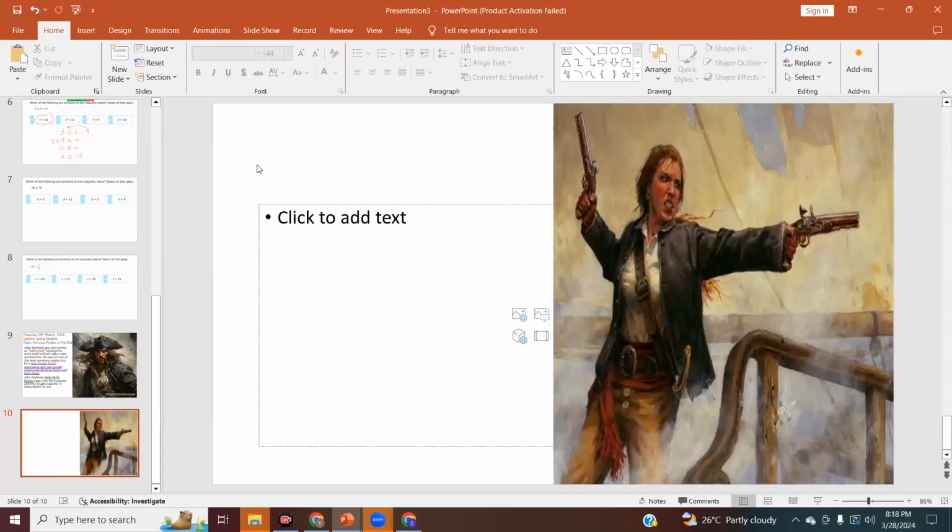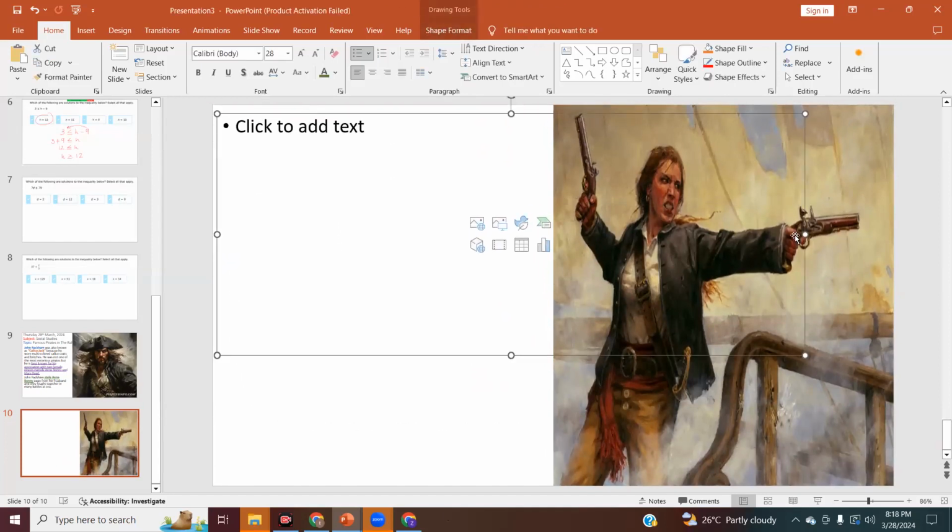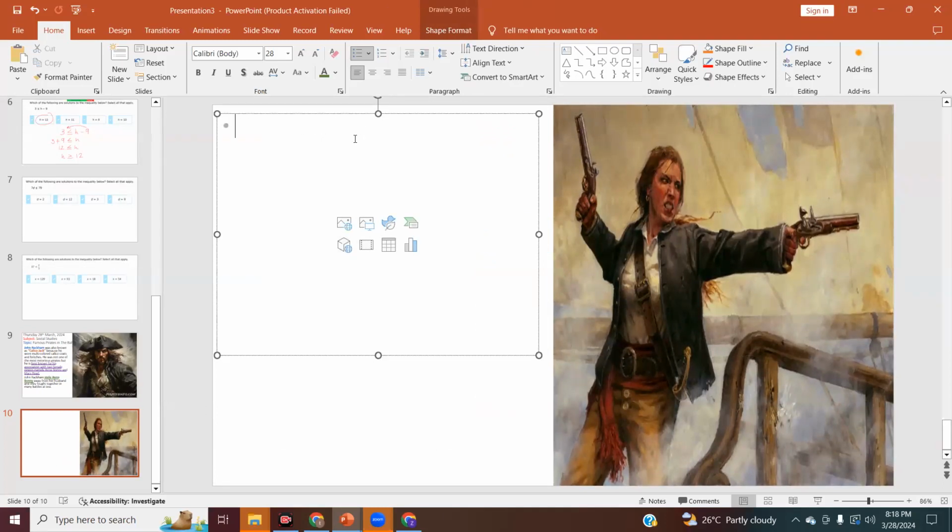I guess they did what they had to do to survive. So next we have Anne Bonny.